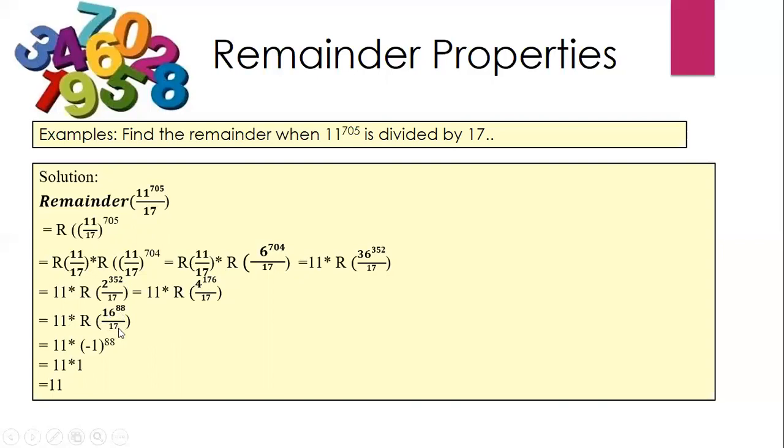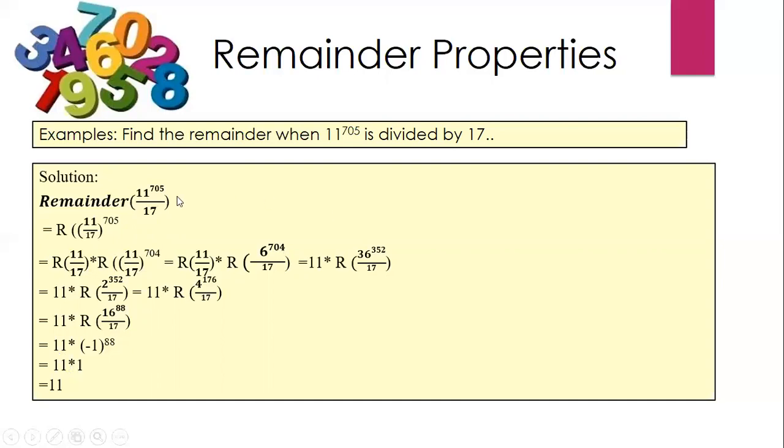16 when divided by 17, our remainder is 16. If we take the negative remainder, our remainder is minus 1. So minus 1 to the whole power 88 will be 1. Since we already have 11 here, 11 into 1, our answer will be 11. So this is also another way in which we can solve the problem.